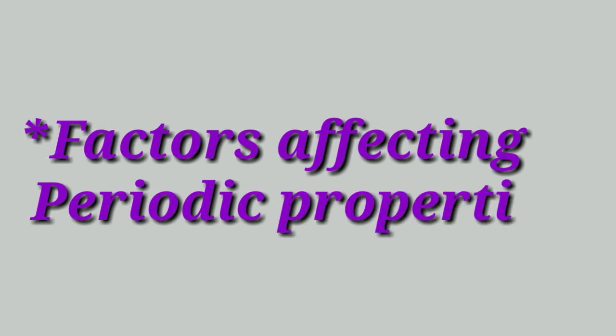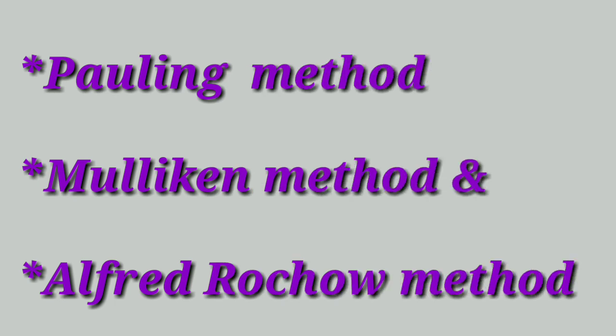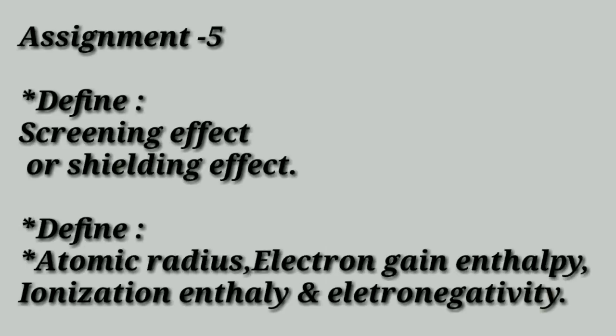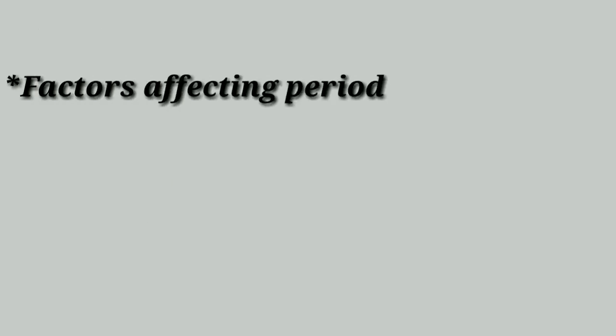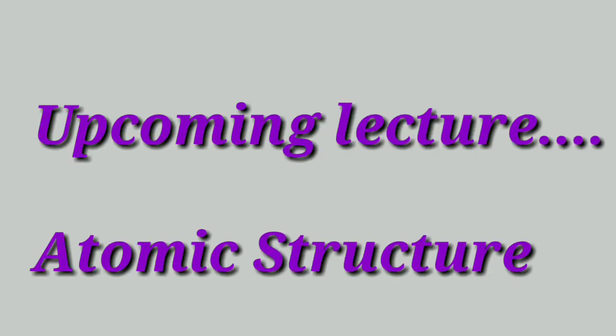So students, in today's lecture, we have discussed the screening effect or shielding effect. Then we discussed factors affecting periodic properties. Then we have seen different methods to calculate electronegativity values, that is the Pauling method, Mulliken method and Allred-Rochow method. So with this, we have completed our first chapter. In our next lecture, we shall start a new chapter, that is atomic structure. Till then, take care.